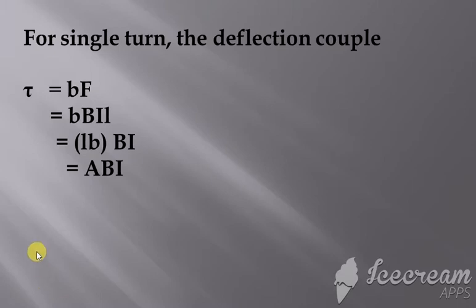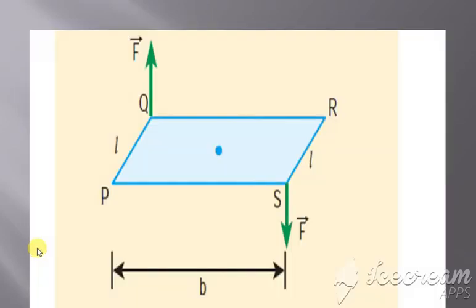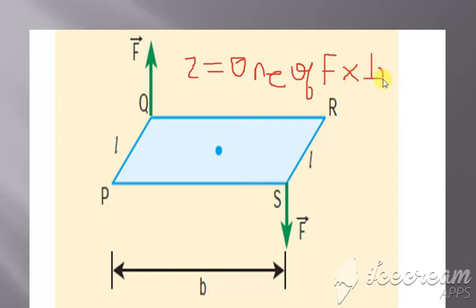For finding out the torque, let us just consider this diagram. In this diagram, we are going to find the value for torque. Torque is denoted by the letter tau, and the formula for torque is given by one of the force into the perpendicular distance.